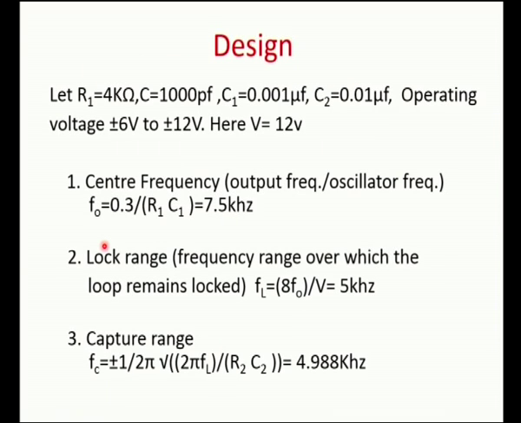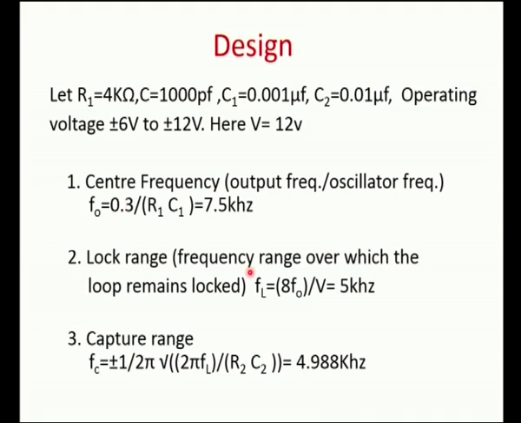In the design process, let R1 be equal to 4 kilo ohms and the capacitor value be 1000 picofarads. C1 is 0.001 microfarads, C2 is 0.01 microfarads. The operating voltages are plus 6 volts and minus 6 volts. You can set up any value between plus or minus 6 volts to plus or minus 12 volts. For calculation purposes we have taken V to be equal to 12 volts. You can also take V equal to 6 volts and do the same set of calculations to get the values of the free running frequency of the PLL or the VCO.